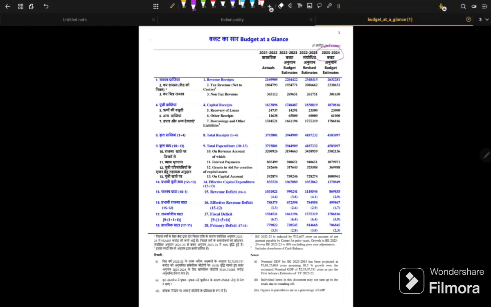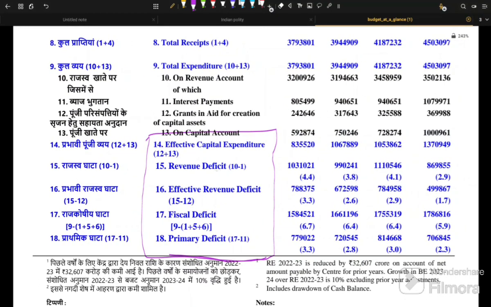2023-24. This video, as I already mentioned, is completely related to the terms which are mentioned in the budget document, because these terms are very important from the examination point of view. Those terms are revenue deficit, effective revenue deficit, fiscal deficit, and primary deficit.